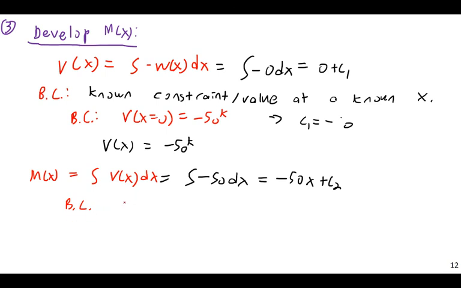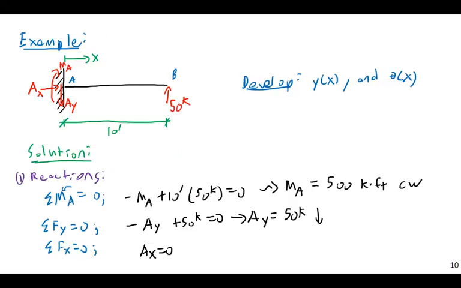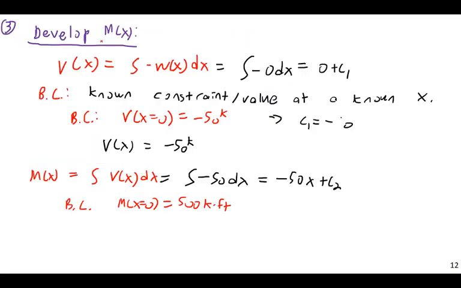We could say that M at x equals 0 is 500 kip feet. Again, just based on a reaction moment, but you gotta reverse it. If we have a clockwise reaction, it's going to cause the moment to jump up 500 at the left end there. Or we could also say M at x equals 10 feet is equal to 0.